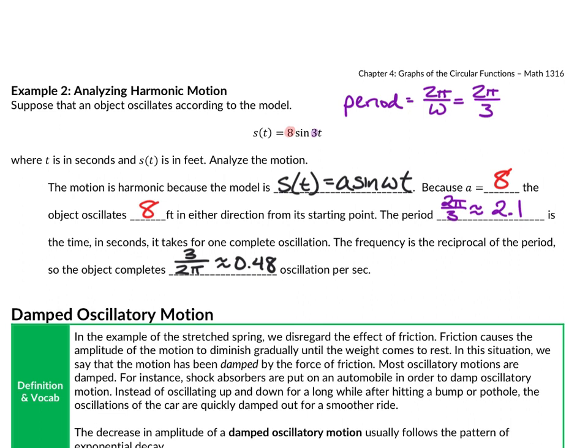So there's a lot of extra sciencey things that we can do with these harmonic motions. I just need us to be able to apply it to graphs, which means I'm going to ask you for amplitude, period, and frequency, and maybe midline if it moves up and down, but it probably won't.